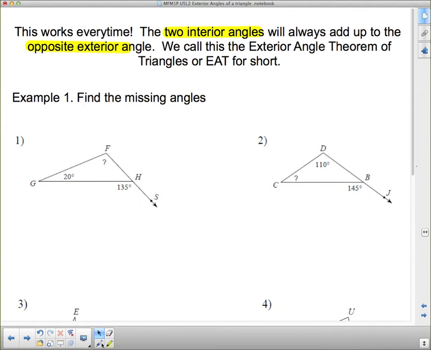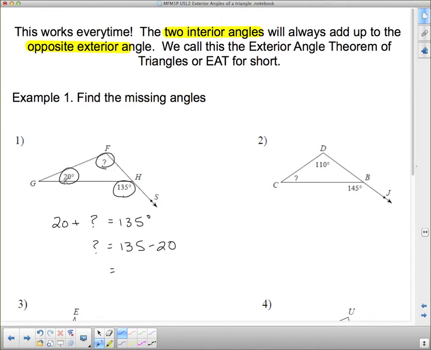Now, I know from this one here that this and this have to equal this. So I know that 20 plus that question mark has to equal 135. So in order to find that question mark, all I have to do is subtract 20 from 135. So the question mark is going to equal 135 minus 20.